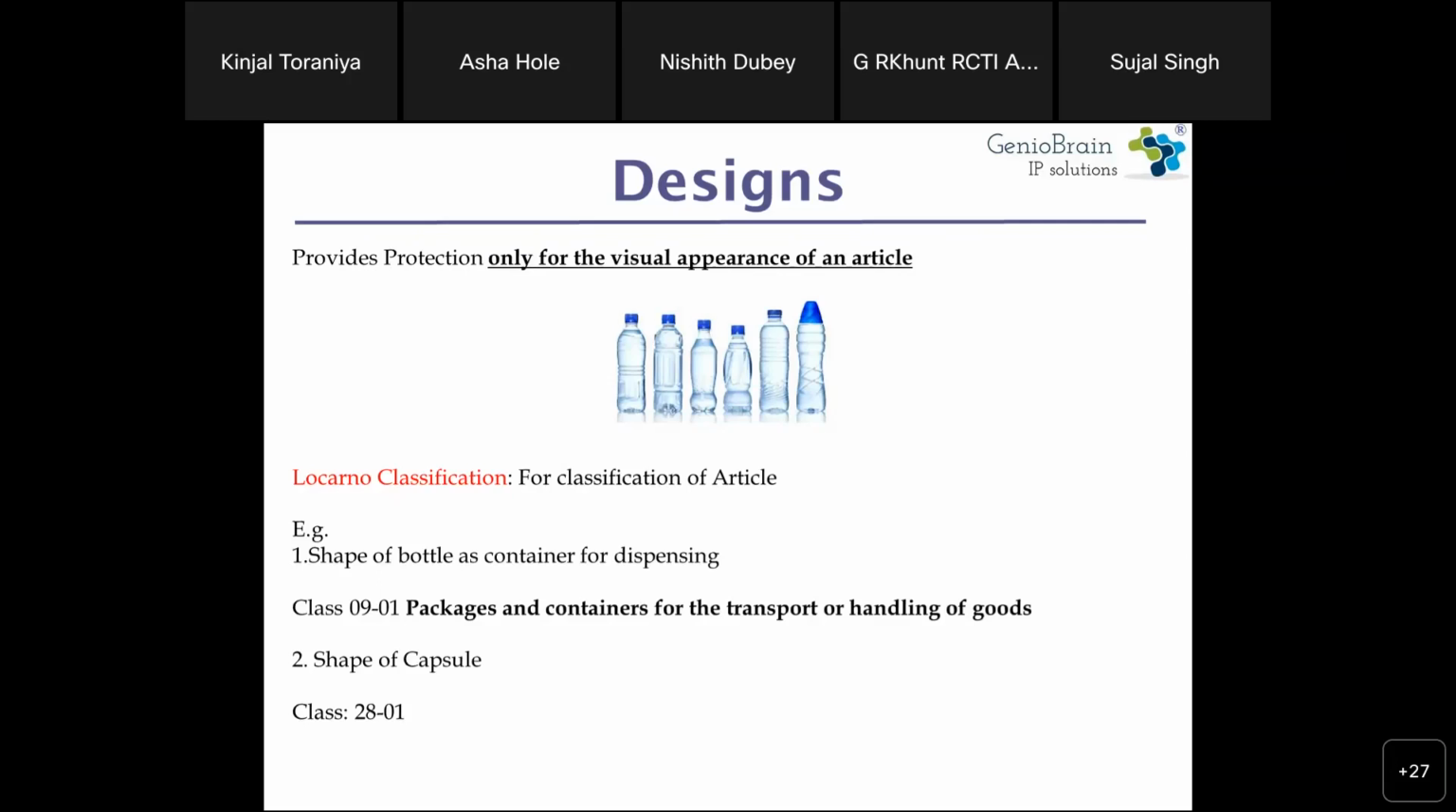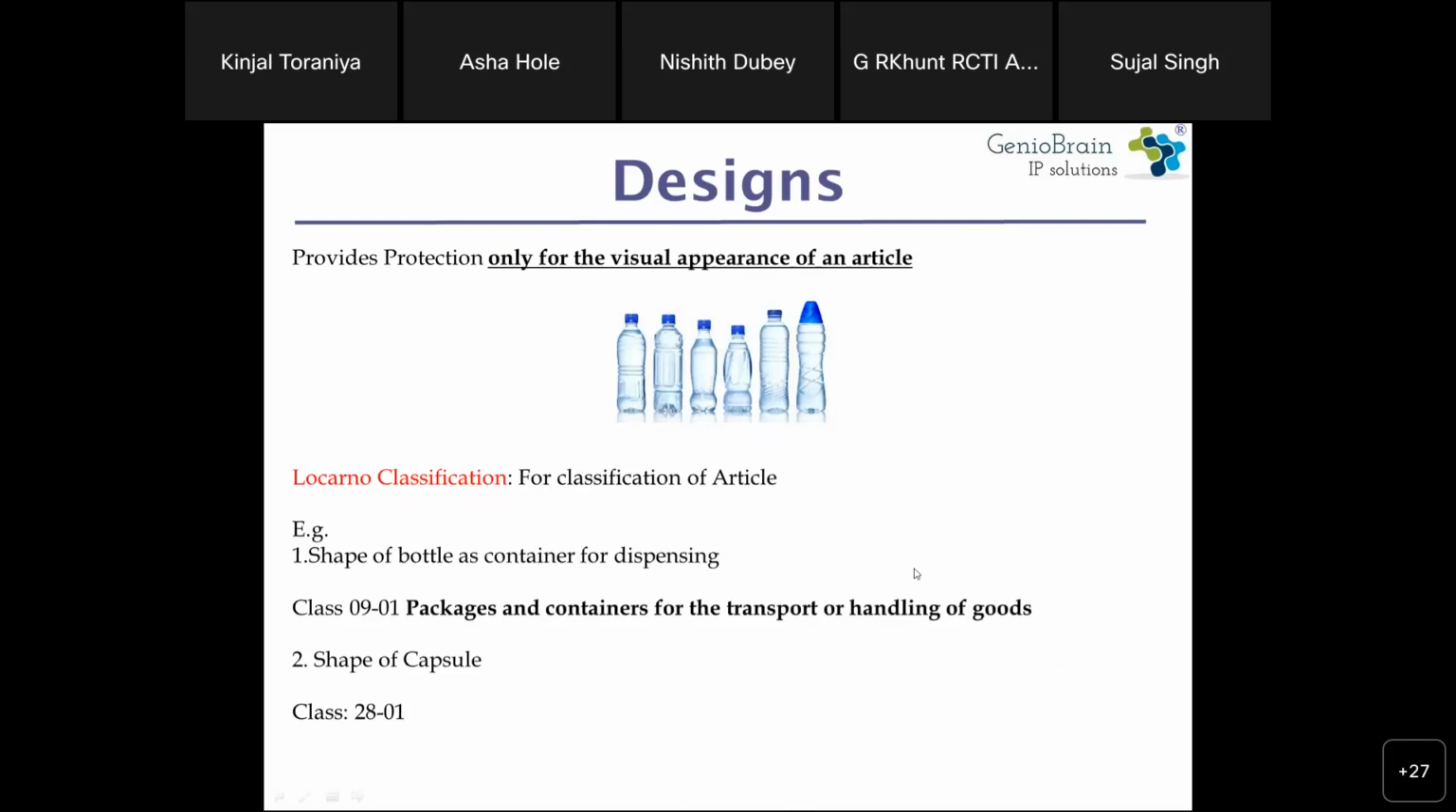Again, like trademark, design also has a classification. That's what we call the Locarno classification. There are a number of classes. In the pharma or life science industry, most design applications are filed for different shapes of tablets, capsules, packaging and blister packaging. We have different classes for these. If you have a unique packaging design, that can be registered through a design application. If you have a unique shape of bottle, it can be registered through a design application.